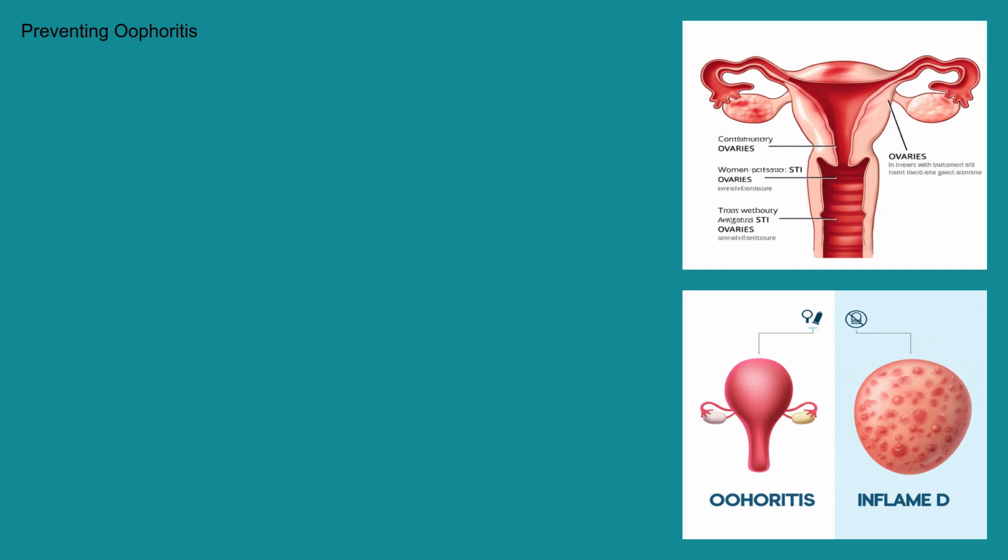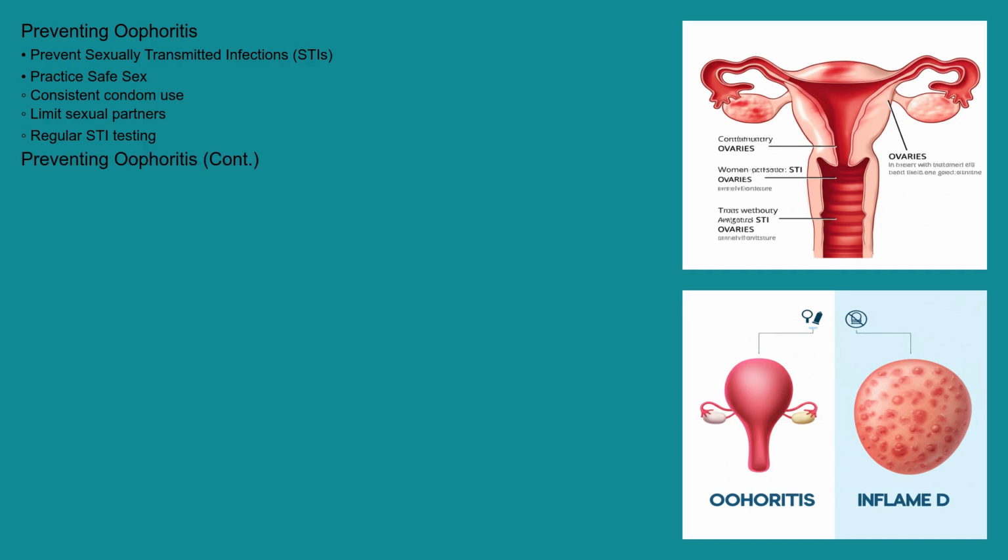The best way to prevent oophoritis is to prevent sexually transmitted infections. This includes practicing safe sex by using condoms consistently, limiting the number of sexual partners, and getting tested regularly for STIs. Prompt treatment of any diagnosed STI is crucial to prevent it from spreading to the upper reproductive tract. Regular gynecological exams can also help detect and treat any underlying infections early on.